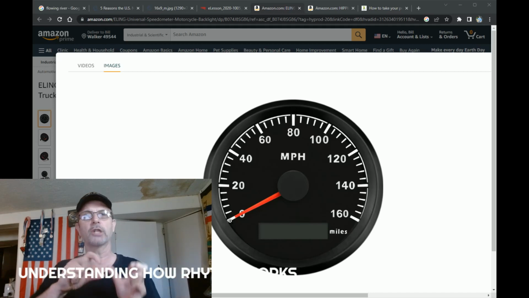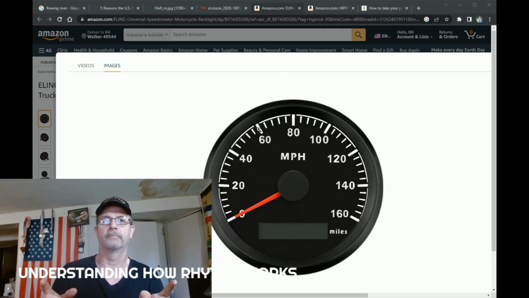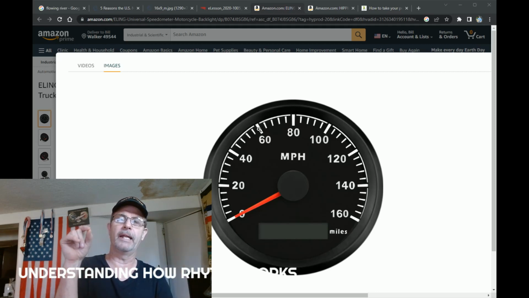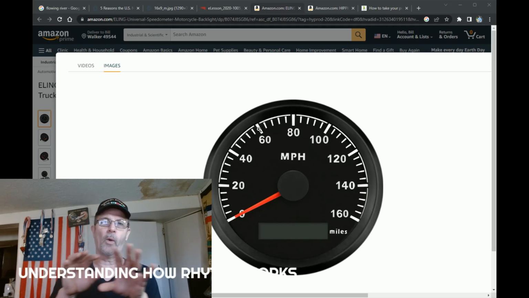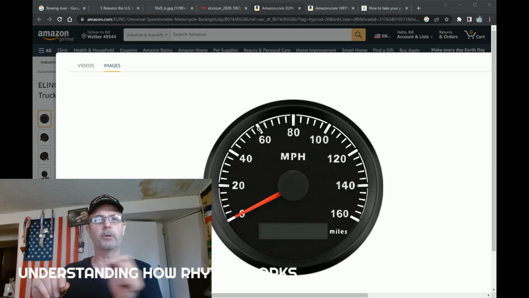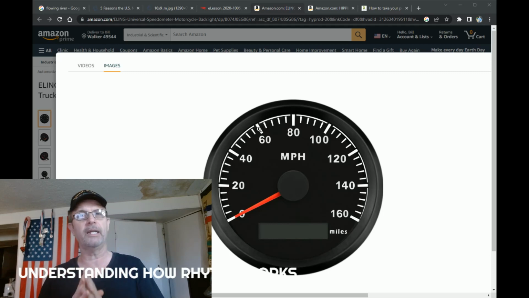So let's look also at the speedometer. If we're driving 60 miles an hour, how many miles would we go in 1 minute? 1. We'd go a mile a minute. If we go 60 miles an hour, there's 60 minutes to an hour, so we'd go 1 mile a minute. You see how we broke it down? Same way in music. If we're playing 60 BPM, beats per minute, how many beats are we doing per second? 1.